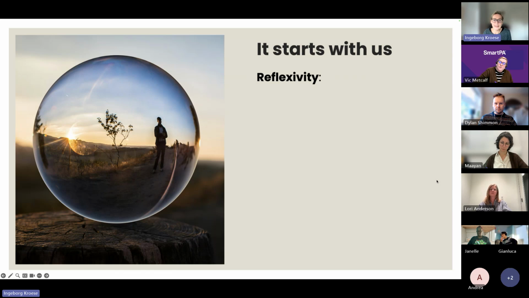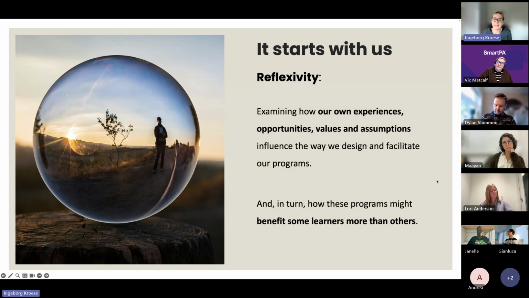So one of the things that is important in this field is this conversation about realities and whose realities we reflect, which I think starts with us as learning and development professionals. And we do a lot of reflection in learning and development. We reflect on how the program worked, what the benefits were. We ask our participants to reflect on what they did and how that worked and what the impact was, etc. But reflexivity means something different. It means that we examine how our own experiences, opportunities, values, and assumptions influence the way we design and facilitate our programs, and in turn, how these programs might benefit some learners more than others.